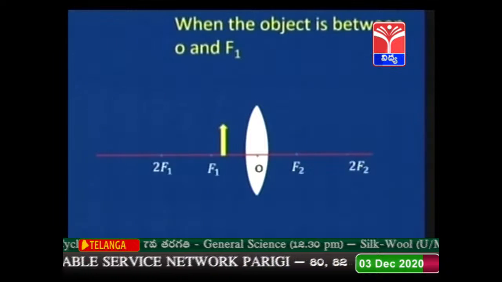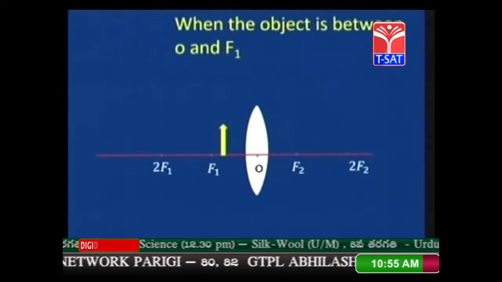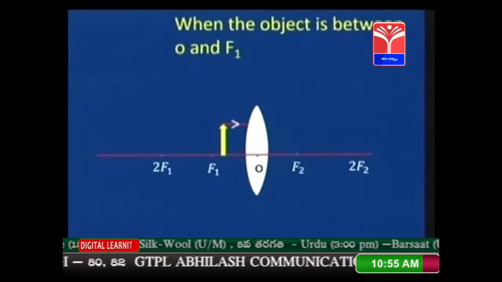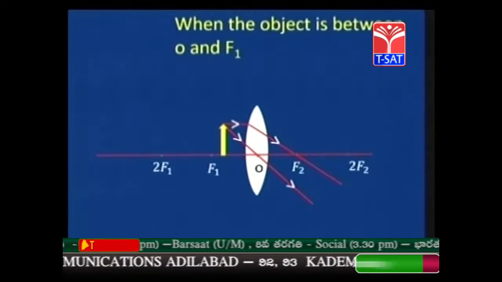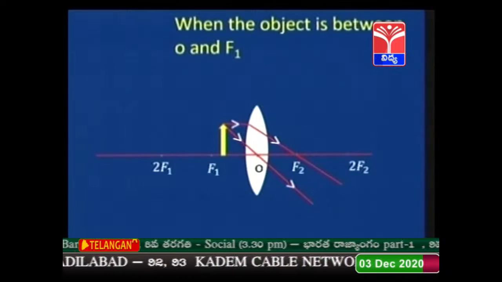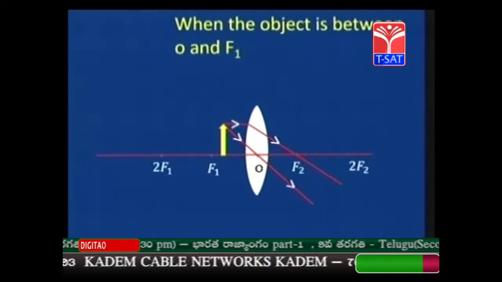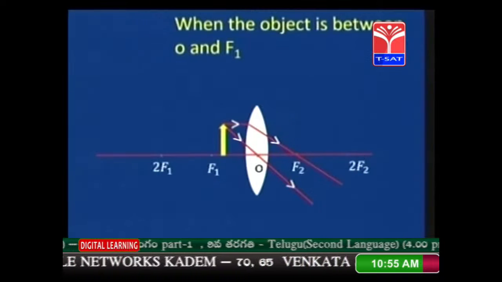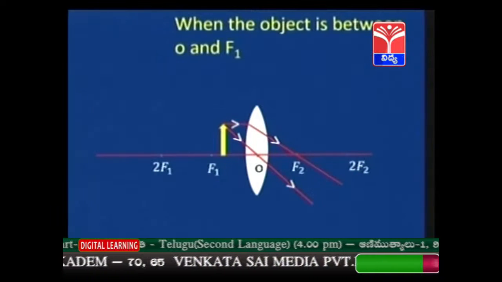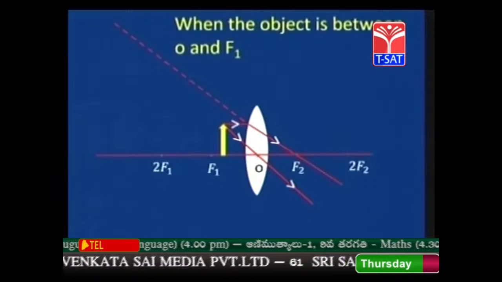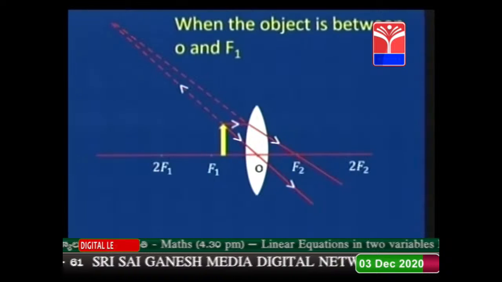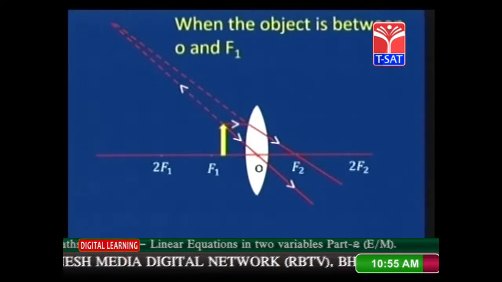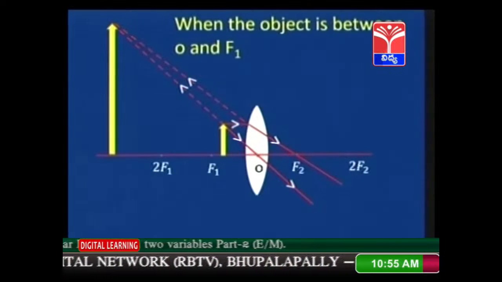So the object is between optical center and F1. Now draw the light ray which is parallel to the principal axis. It passes through the focus, and this is the second light ray. These two light rays are not going to meet, and again they are not going to give a real image. So in this situation, extend these two light rays backwards, so that they appear to be coming from that point, where the image is going to form.